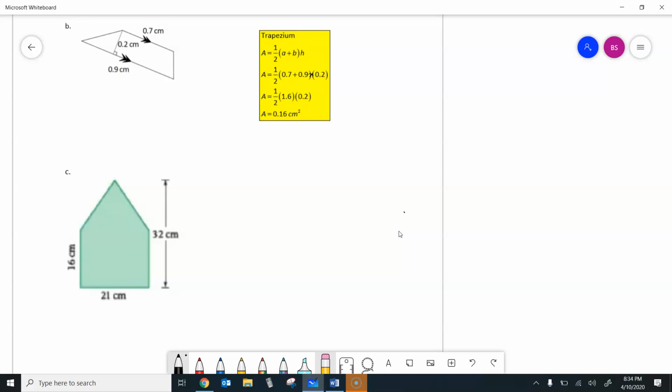All right, so C is an example of a composite shape, which means it's made up of two or more shapes put together. In this case, we've got two shapes. So we've got a triangle and we've got a rectangle. So the area for this composite shape is the area of the triangle plus the area of the rectangle.